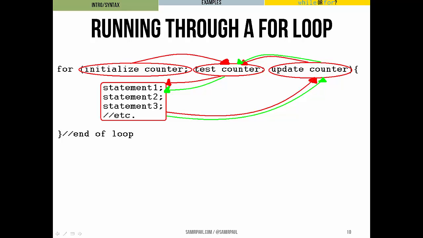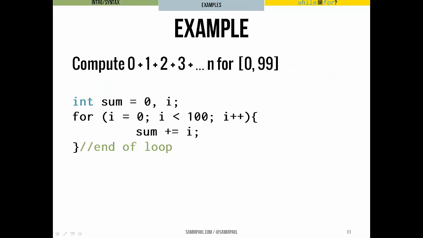One thing that should really distinguish this from a while loop is the fact that initializing the counter happens as part of the structure of the loop. Let's look at an example. We saw this implemented using a while loop in the last lecture. Now we'll implement it with a for loop.